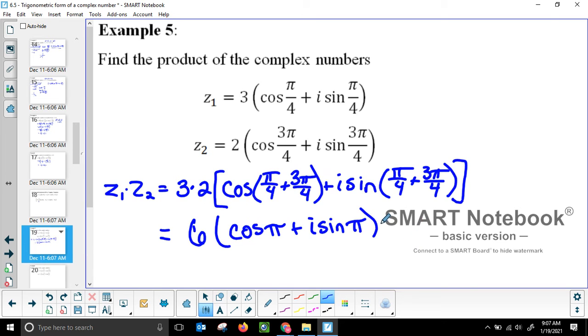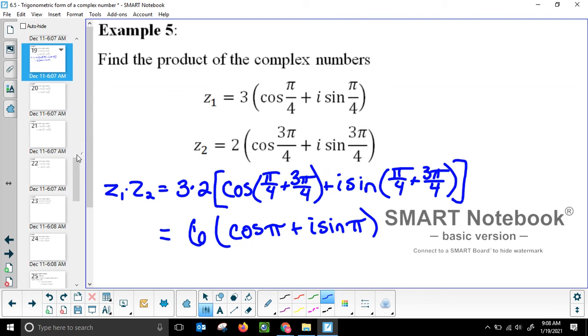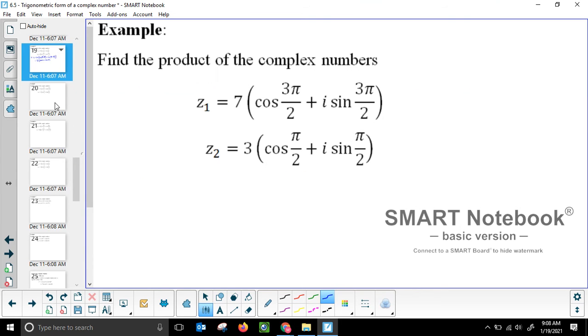Now, of course, if it asked you to put it in standard form, it would be relatively easy to just simplify this using unit circle values and distributing and whatnot. But typically, when it gives it to you in trigonometric form, answer in trigonometric form. And if it gives it to you in standard form, answer in standard form, unless it asks you to do it in the other. So here's another example.